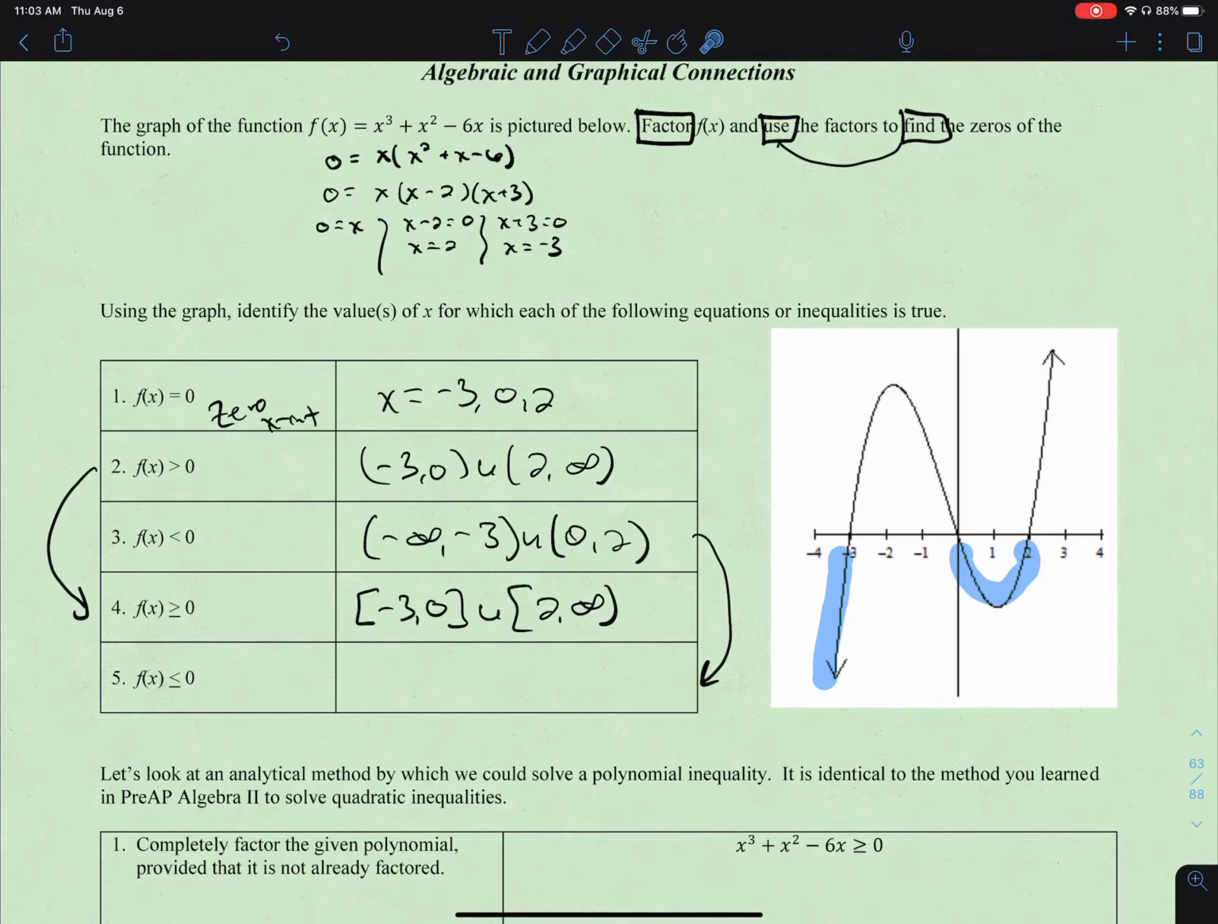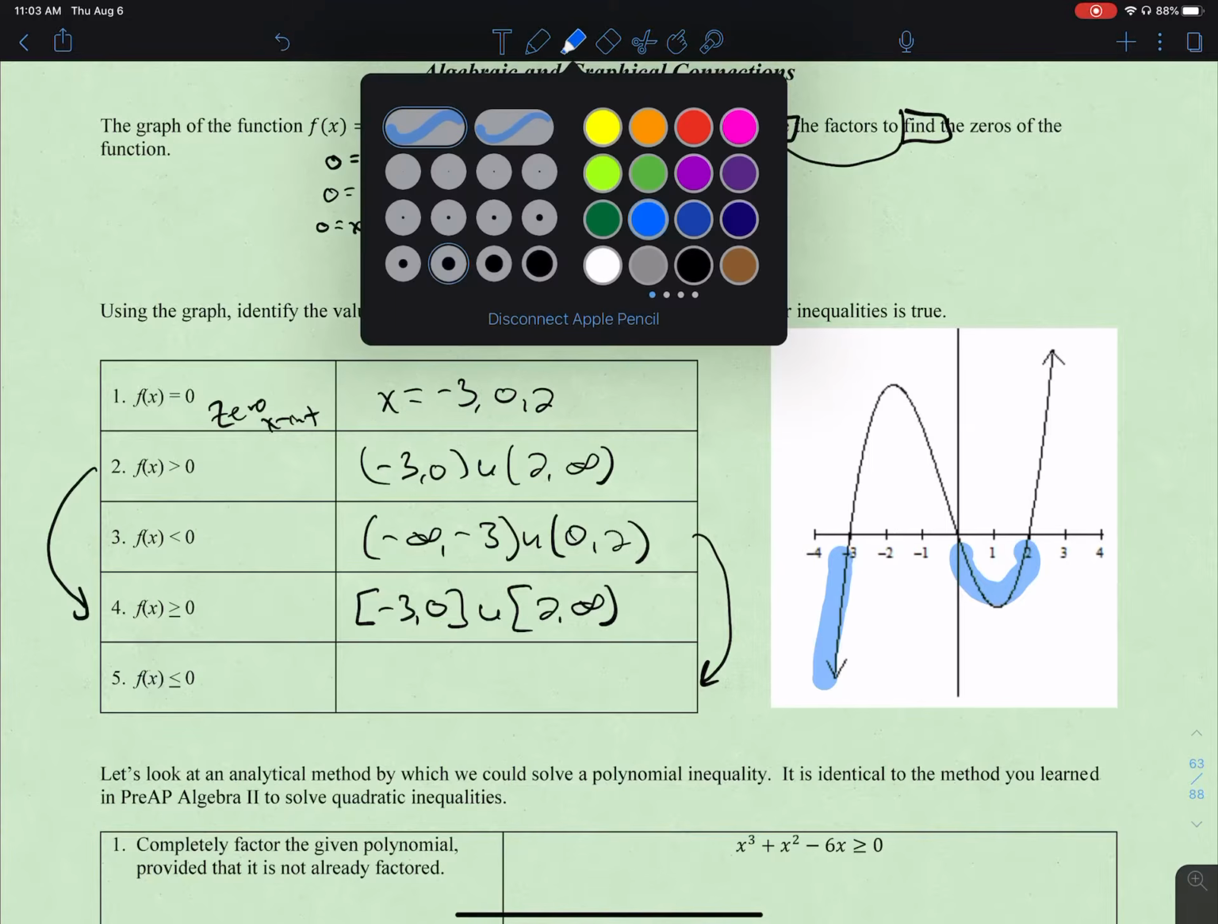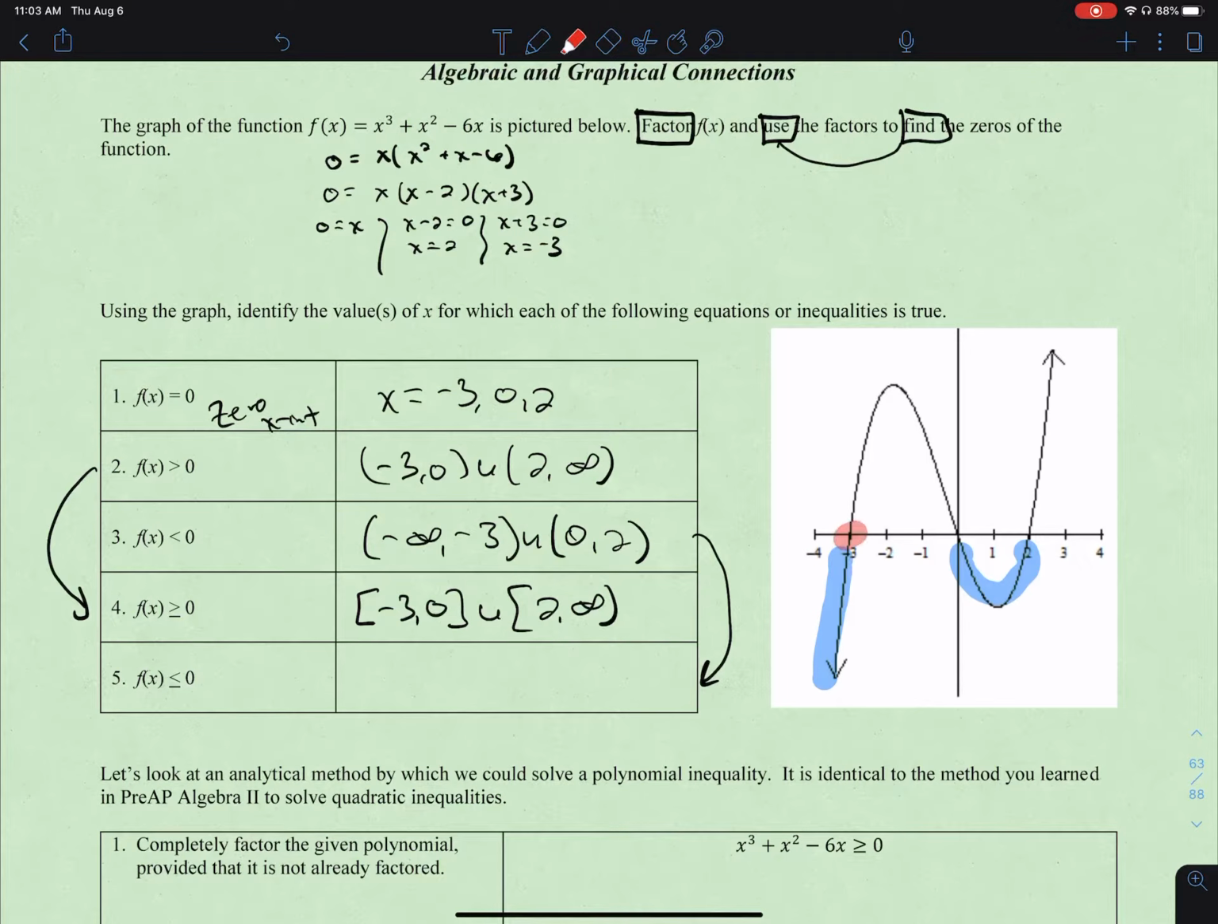Question 5 says, when is the graph equal to the x-axis or below it? When is it on the x-axis or below it? So it's what we had just highlighted here, plus -3, 0, and 2. So we're going to go negative infinity to -3 inclusive in union with 0 to 2, both inclusive. If you compare these answers, the only thing that's different is whether we're including or not including the endpoint.